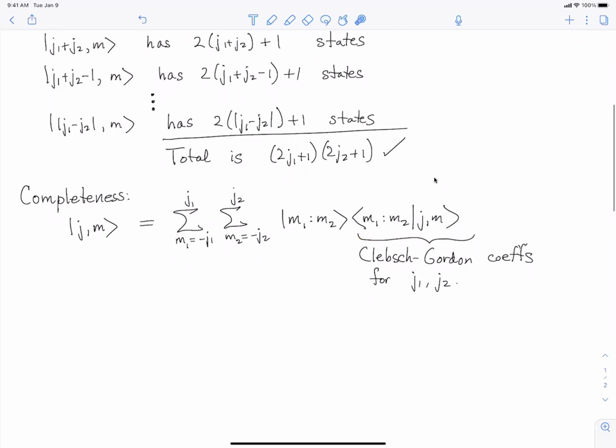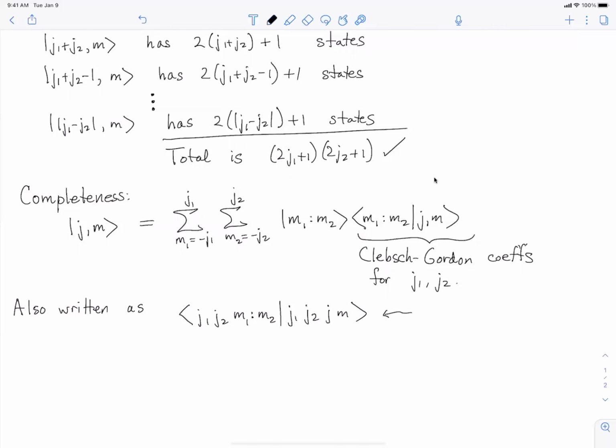So if I restore that j1 and j2 so that I can use it in some other context, then the Clebsch-Gordan coefficients can also be written in the following way. And this is sort of a more standard way to write it if you're making a big table of them. You would say <j1 j2; m1 m2 | j1 j2; j m>. Those are your Clebsch-Gordan coefficients. Okay, and then you can look these up in tables.